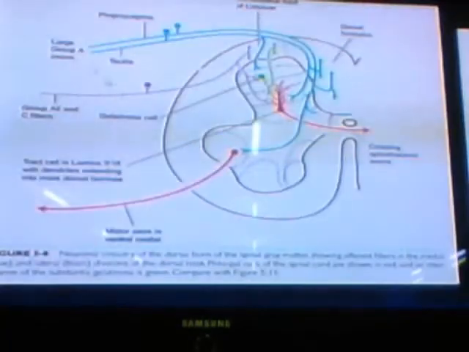Yeah. Alright. So, the large diameter fibers, don't move it. The large diameter fibers, these are they. They're going to come in via which roots? We said the dorsal roots and get into the dorsal columns. Now, there are two dorsal columns. What are these dorsal columns now?